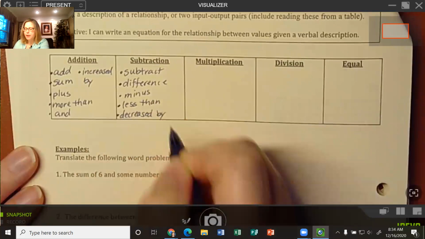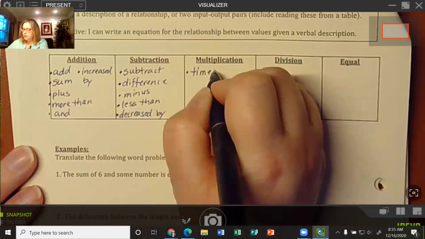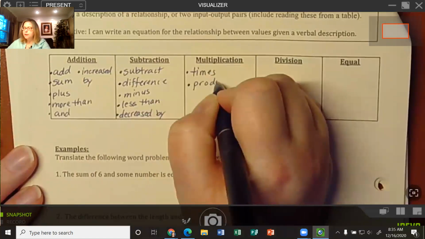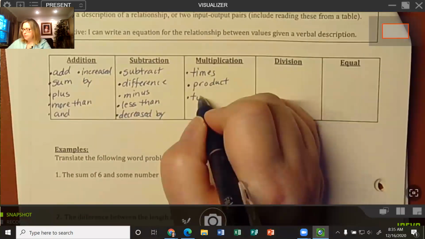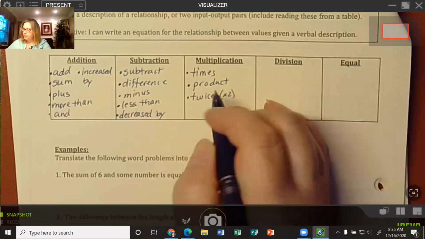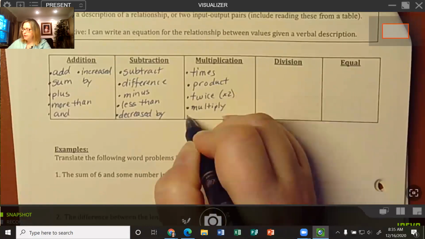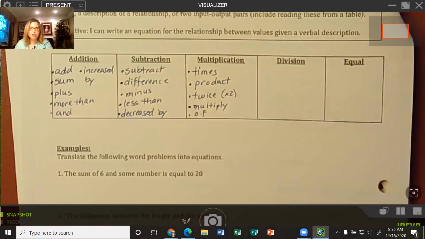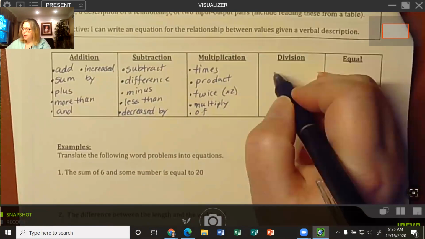Okay, when we are looking at multiplication, words that represent multiplication are times, product, twice, specifically for 2 times, multiply, and of. And that of is typically used when you have a portion of something. So like if I said half of 5 is 10, of means multiply. But typically, again, that is used when we have a fraction involved, when you're taking a portion of something or a part of something. So division, divide, or divided by.